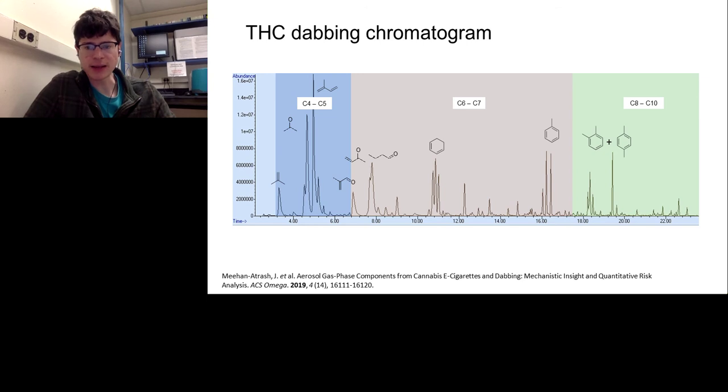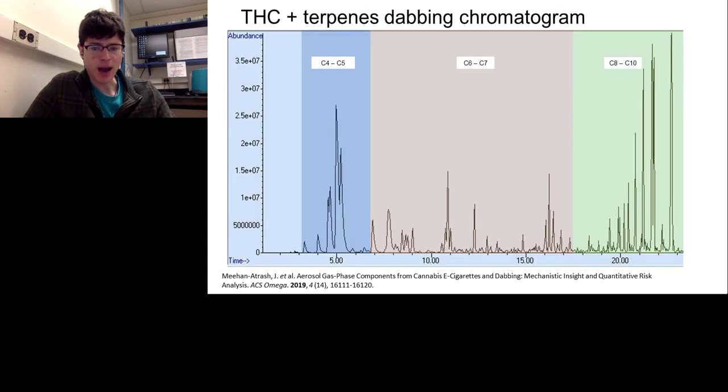And then at higher retention times, you start to see less and less, but you do see some xylenes and other C10 components. Now, that's just from dabbing THC, but remember, terpenes are going to be heavily present in the gas phase of the aerosol. Those large peaks in the green portion at around 20, those are terpenes, right? So when you dab THC and terpenes, those terpenes are going to get in the gas phase, and you're going to see them in this chromatogram.